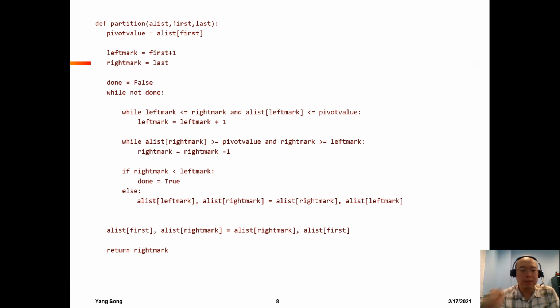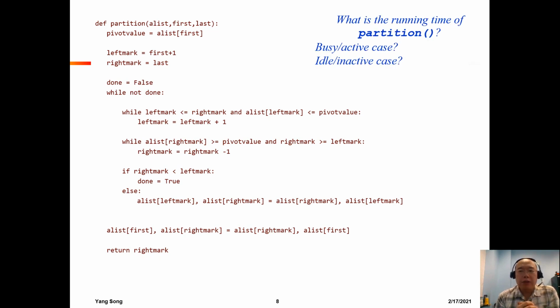So we swap them. And eventually, after we have done this while loop, we want to swap the first value, which is where the pivot was, with the right mark. Then eventually we want to return the right mark, which is the new location, or the new index, of the pivot. Okay, so this is the partition part.